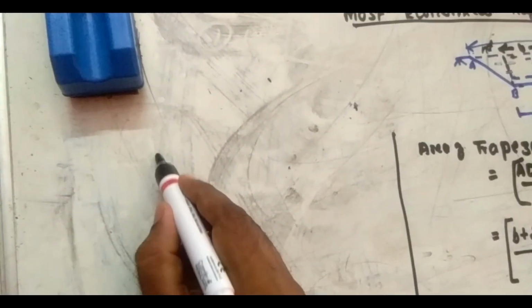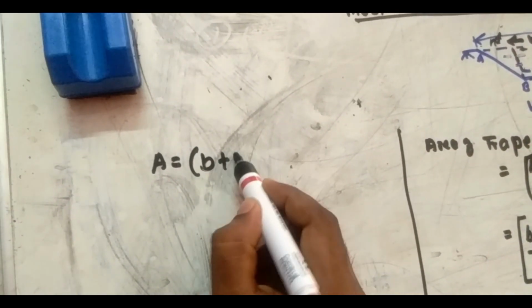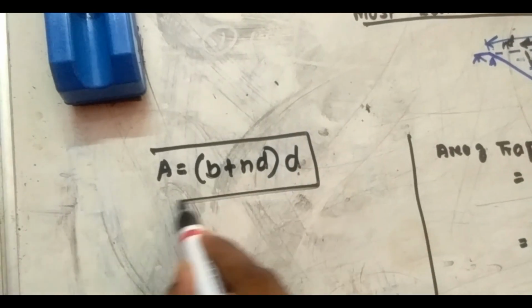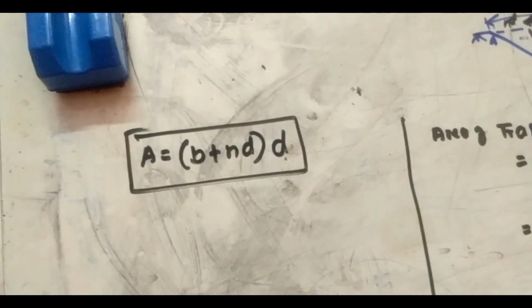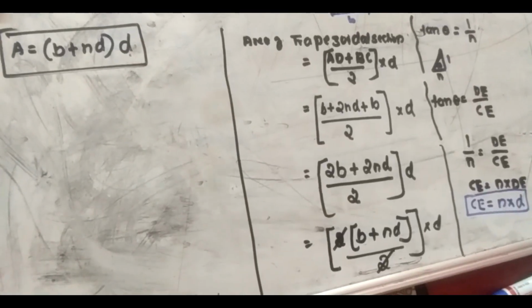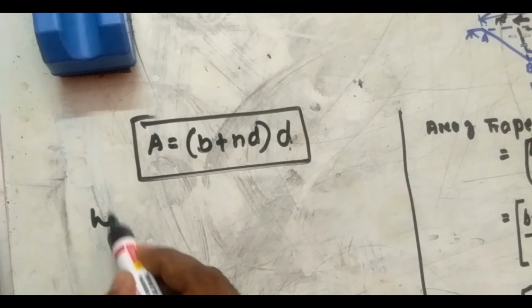So what will the equation become? This equation becomes A equals B plus ND into D, the final equation. Is that correct? A is equal to B plus ND into D. And the wetted perimeter also we need to find out.